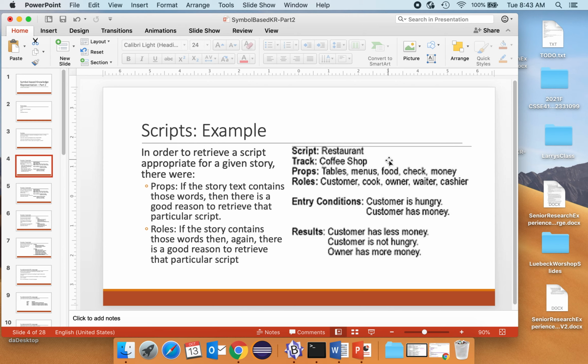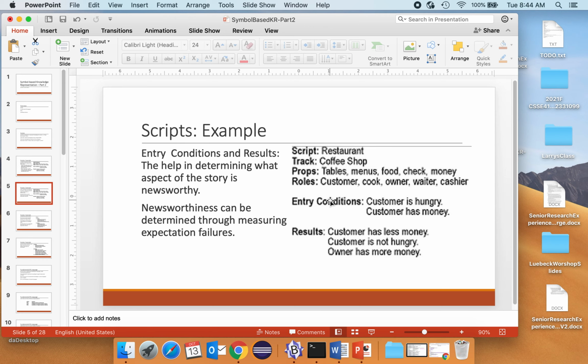So you have a newspaper story, you scan it, you do a keyword search on any of these items, and if they show up with a certain frequency, and also depending on how many show up, you would retrieve this script as a possibility for understanding or processing a newspaper story. We additionally have entry conditions and results.